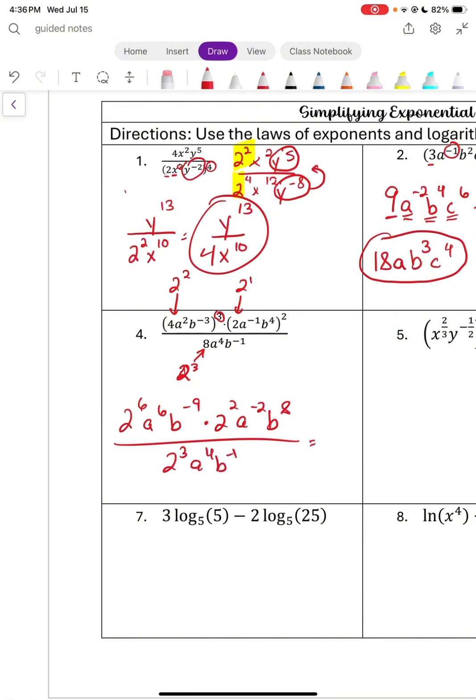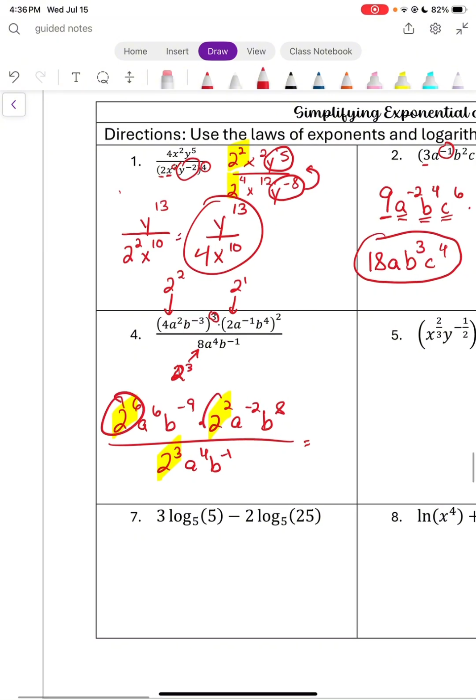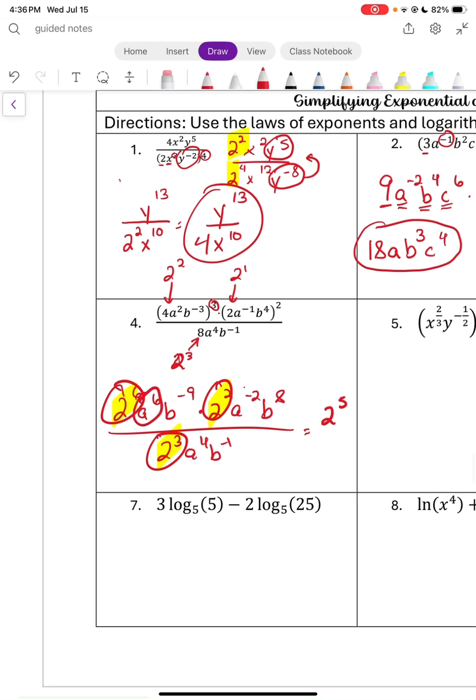Now it's just combining all the things that are alike. Here's all your 2's. If you count them, we have a total of 6, 7, 8 on top. There are 3 on bottom. When you subtract, you're going to be left with 5 on top. There's a total of 6 and negative 2 is 4 for the a's. You have 4 on bottom. When you subtract them, you have none left.